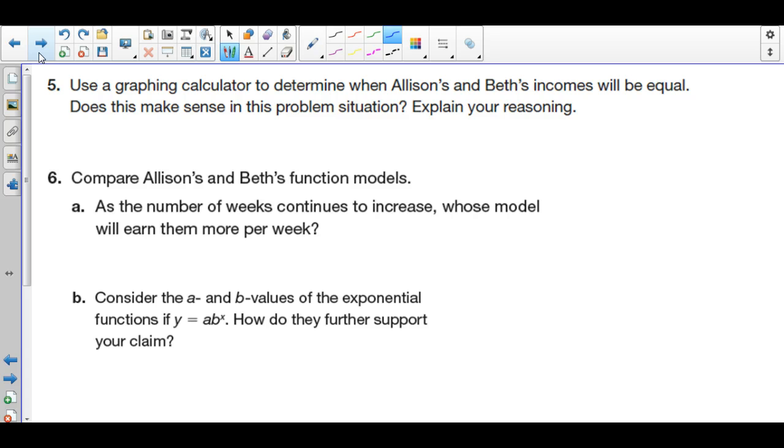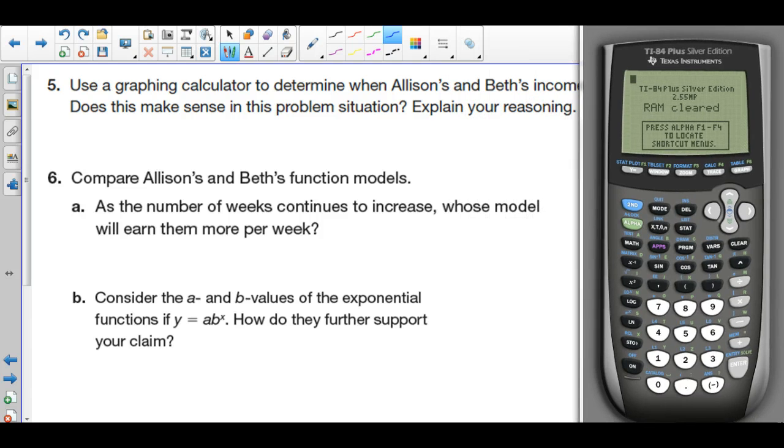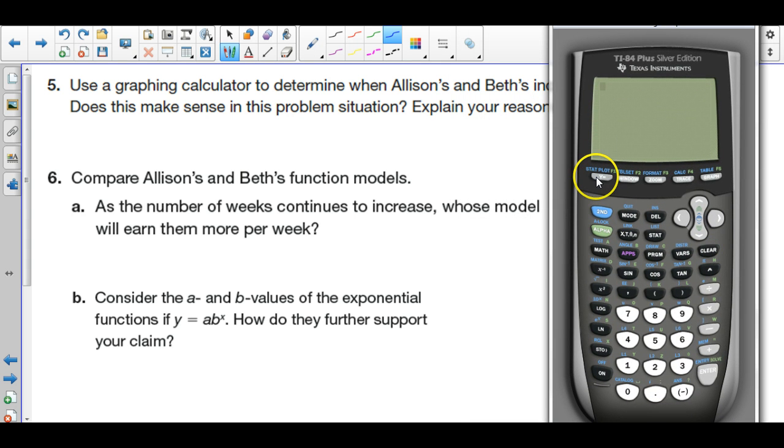So to use a graphing calculator, we're going to determine when their incomes would be equal. Hopefully you guys have a graphing calculator. We are going to put both of our equations in here. So what you'll need to do is go to y equals, and we're going to enter both of these equations. I'll enter the Allison one first, 0.005 times 2 to the x power. And then for Beth's, I'm going to do 1 times 1.5 to the x power.